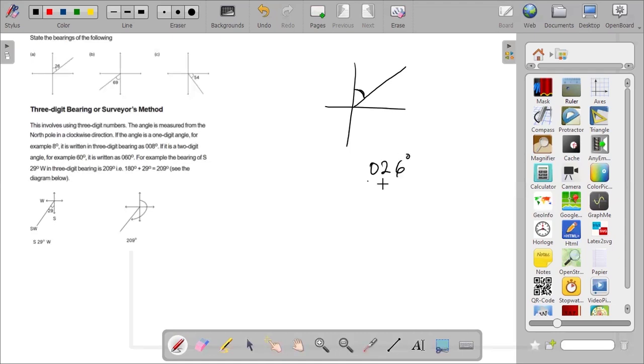That is 026 degrees. Now, when the angle is less than three digits, we place a 0 in front of the angle. It must be three digits. That is why we call it three-digit bearing or surveyor's method. So in question A, the angle from the North Pole is just 26 degrees. This angle here is just 26 degrees. To make a three-digit bearing, we place a 0 in front of it.